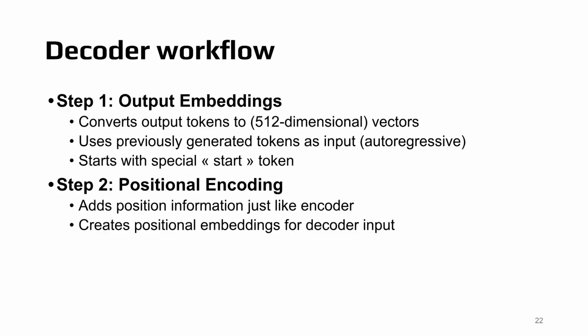The decoder workflow starts similarly to the encoder. Output embeddings convert previously generated tokens to vectors, same 512 dimensions. Positional encoding adds position information. The decoder starts with a special start token and generates tokens one by one until it produces an end token.